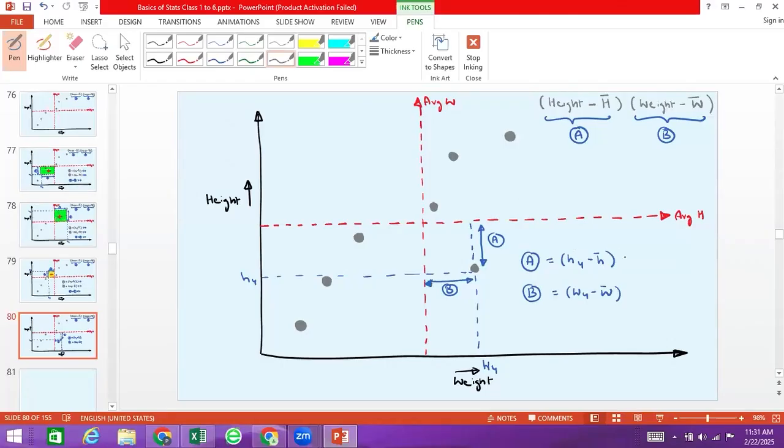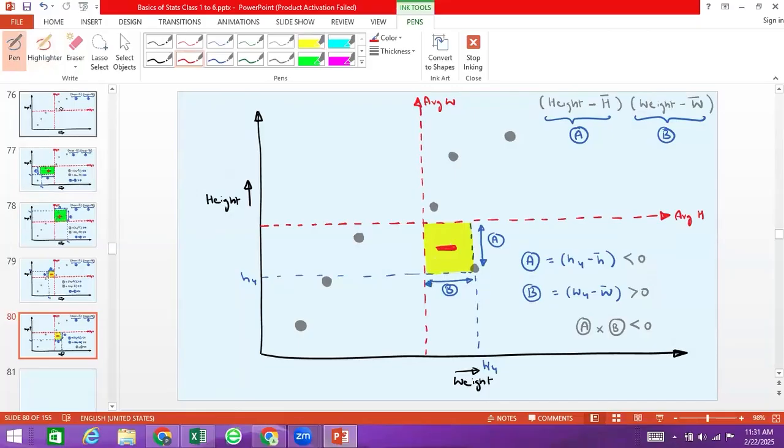This A, is it a positive number or a negative number? Negative. This is a negative number. And this B, is it a positive or a negative number? Positive. So the A cross B that we have is going to be negative or positive? Negative. It will be a negative number, right? So any point in this quadrant, and you can try it with other points also, you will see that all the points in this quadrant will project a negative area.